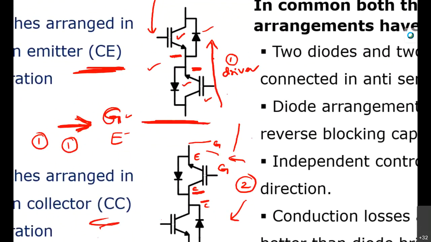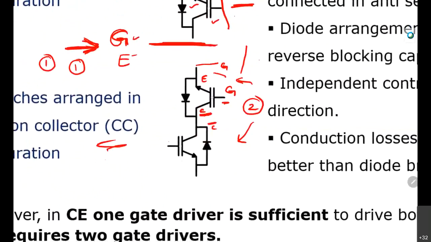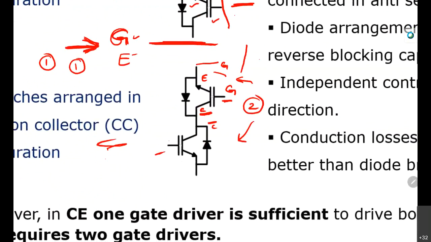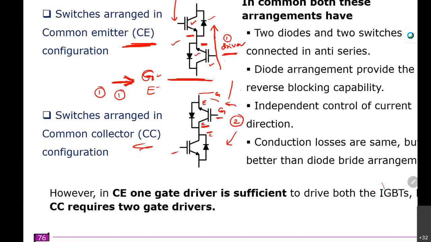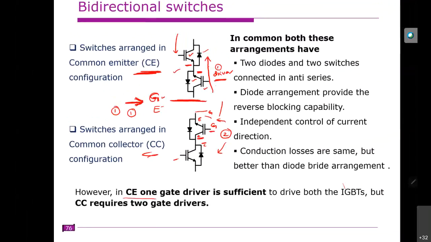But there is an advantage when you use common emitter. The specific advantage is that it requires only one gate driver circuit. And remember, the firing pulse for the upper switch and the bottom switch will be the same. Whereas in common collector, you require two driver circuits. So in common emitter, one gate driver is sufficient to drive both IGBTs, but common collector requires two gate drivers.